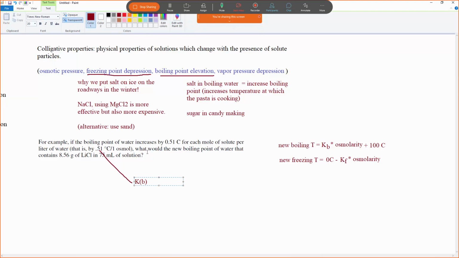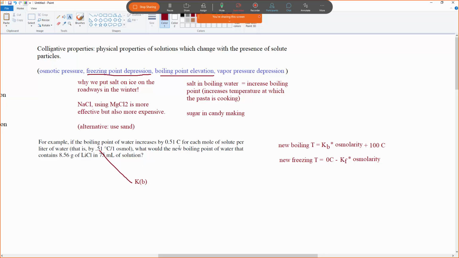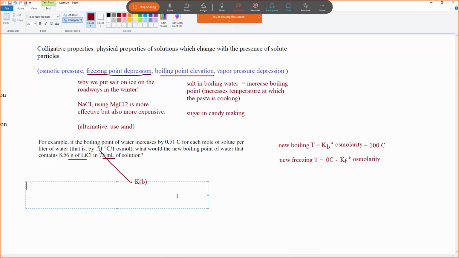All right, so what's the new boiling point of water that contains 8.56 grams of lithium chloride in 75 milliliters of solution? This was just me being really rude and saying, well, I know you have to find osmolarity, but I'm going to give them grams and milliliters just so they can practice finding molarity, right? So where are we going to start for this problem? And I can see, by the way, I'm going to go just a tiny bit over time today. So if you have to go, it's okay. This is going to be recorded and posted. And I apologize for being just a little bit over time.